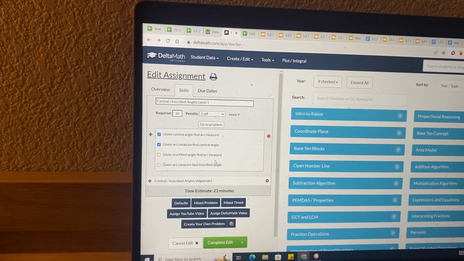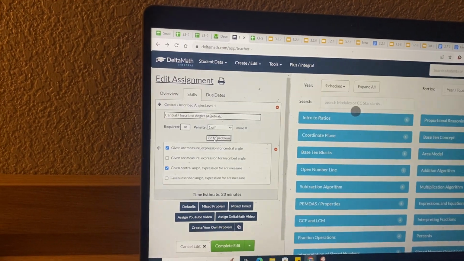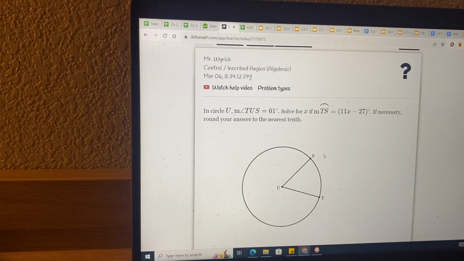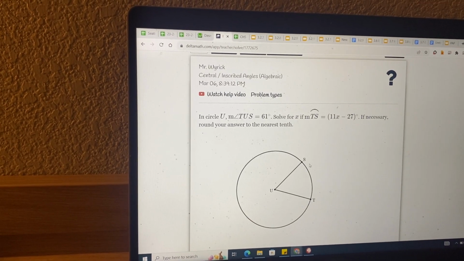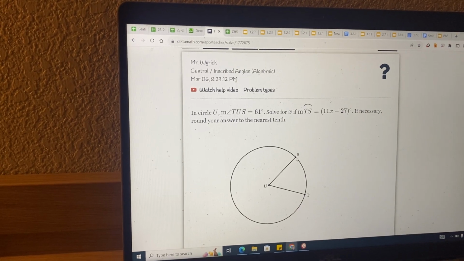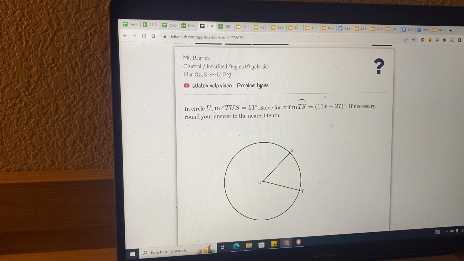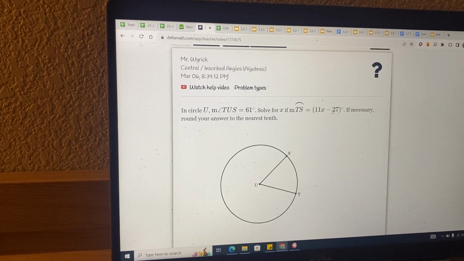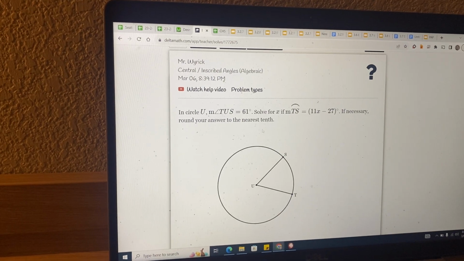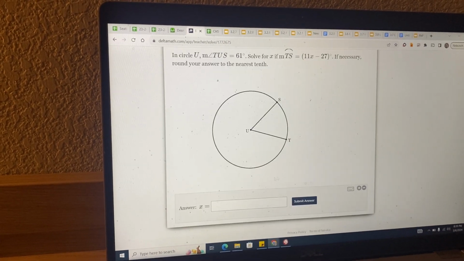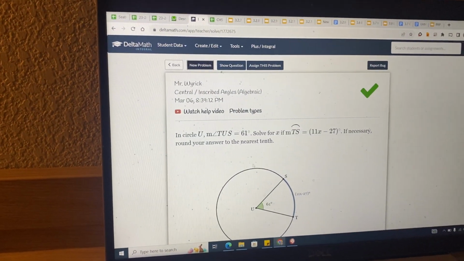Then on the other part of this, which again is not that difficult, it should be central angles. We're doing algebra. So the measure of angle TUS is 61 degrees, meaning this arc should also be 61 degrees. If this is 61 degrees, that should be equal to 11x minus 27. So 61 plus 27 should make 88. 88 divided by 11 would be 8. No need to round that to the nearest tenth. That is just going to be an 8.